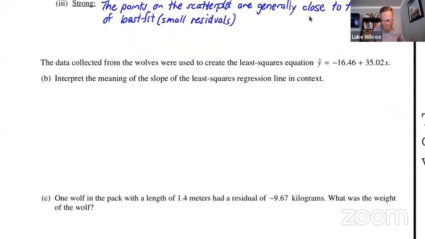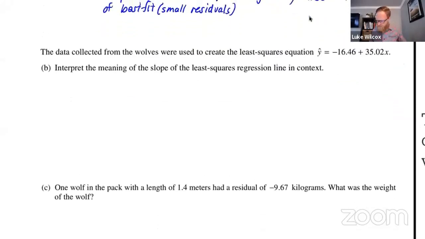So the data collected from the wolves are used to create a least squares regression equation. Okay, a couple of things we want to notice right away. First of all, y in this particular context is the weight of the wolf. And then x, the explanatory variable, is the length of the wolf. And we have our values there for the line of best fit. It says, interpret the meaning of the slope of the least squares regression line in context. Okay, first we have to correctly identify the slope, and hopefully you know that the slope is the value that's attached to the x there. Usually we denote that with the letter b, lowercase b. That is in fact our slope, 35.02.